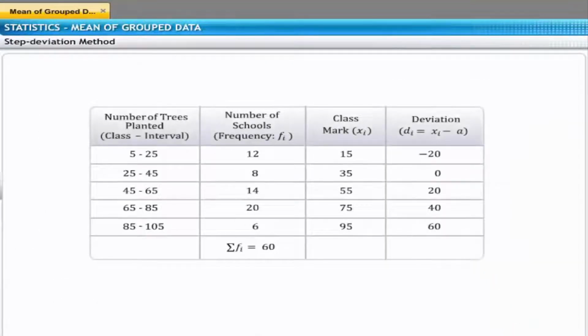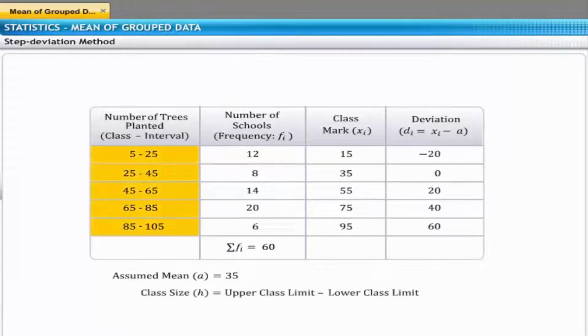Let us go back to the step in the assumed mean method, where we chose one of the class intervals as the assumed mean and found the deviations for all other class intervals. We'll rework from here using a different approach. Observe the class intervals in this table carefully. Note that the class size for all the class intervals is 20. The class size is the difference between the upper class limit and the lower class limit. It is denoted by the letter h.